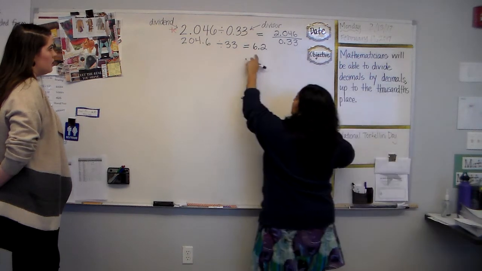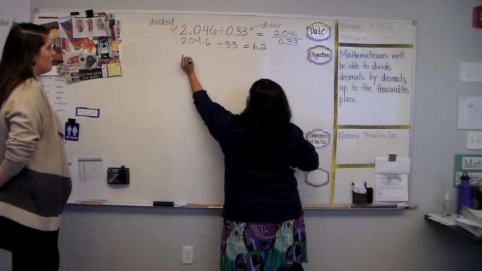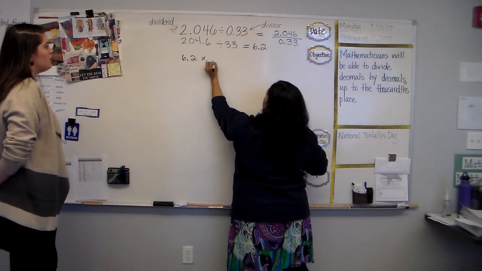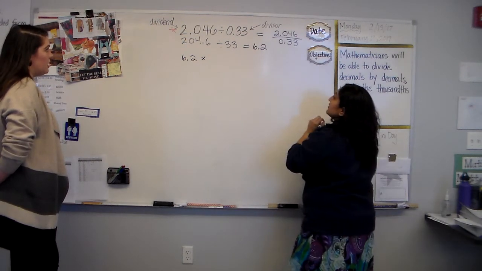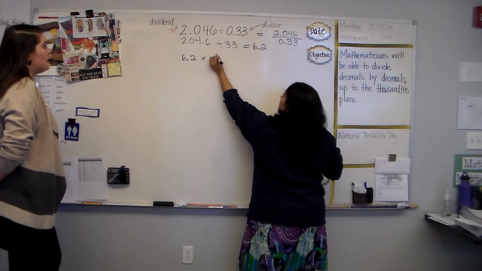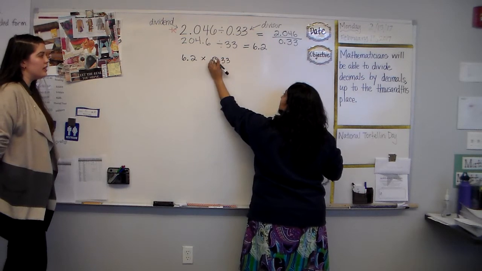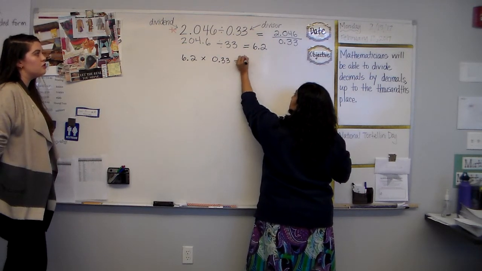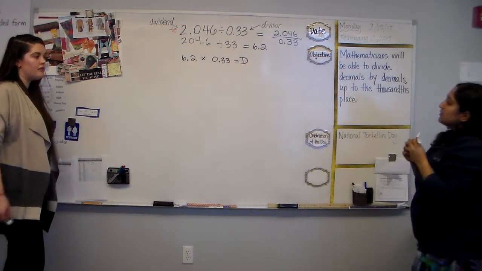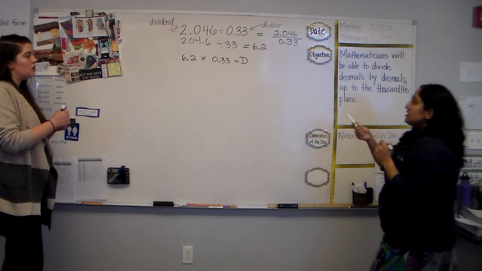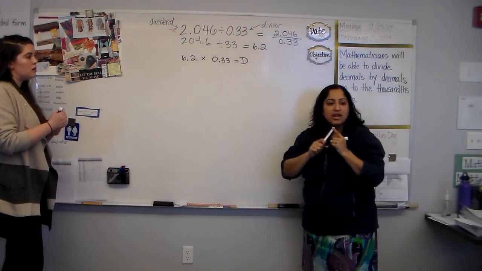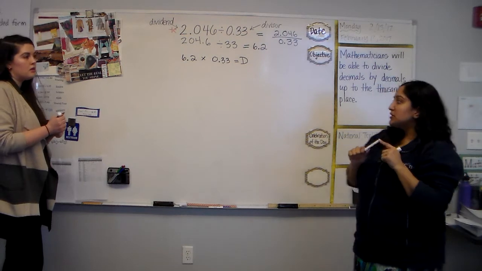Okay, so I'm going to rewrite this as multiplication: 6 and 2 tenths times our divisor, which is 33 hundredths. And I think that should give us our dividend, so we can use D to represent that as a variable. So I know we're really comfortable with decimals. I'm wondering what strategy we can use to actually multiply and check our work.